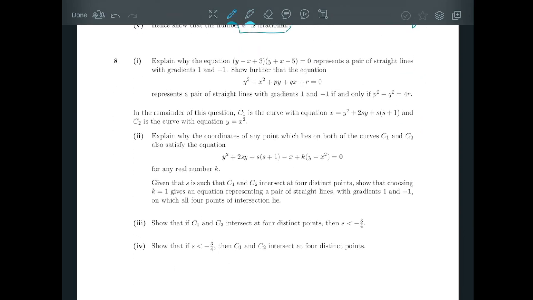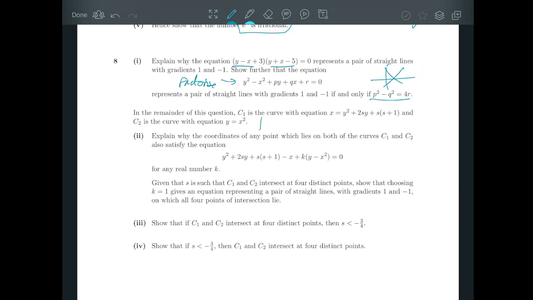Question 8. This one's a bit more scary. Straight away we're talking about curves. We're talking about curves, 2 linear curves. Both of these sections are linear, and we're showing they represent a pair of straight lines, so they basically create a cross in some way on the Cartesian plane. Show further that it represents, so that's going to be part I is implying that I should factorize this, and then the condition on, well, I can factorize it in the nice way. If in the remainder, C1 is the equation and C2 is the simpler equation.